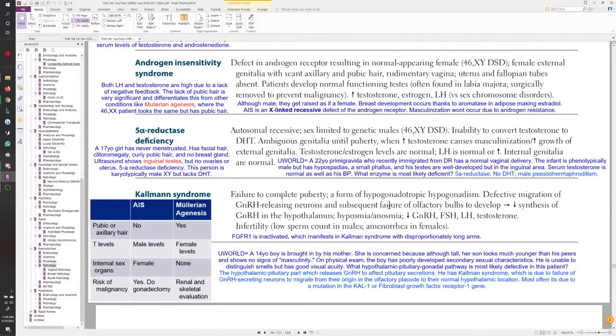And the real issue was the defective migration of GnRH releasing neurons and subsequent failure of olfactory bulbs to develop. And so this is also relevant for neural crest migration. So very, very unique kind of question, but the anosmia is a giveaway. So oftentimes questions don't really tend to mention the anosmia.